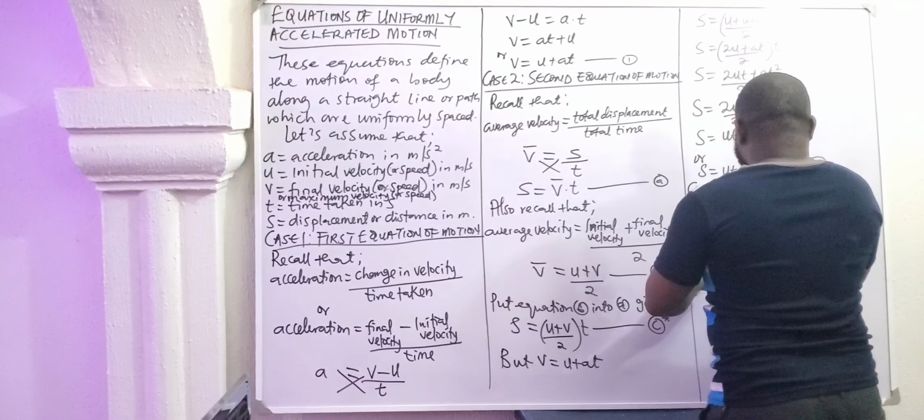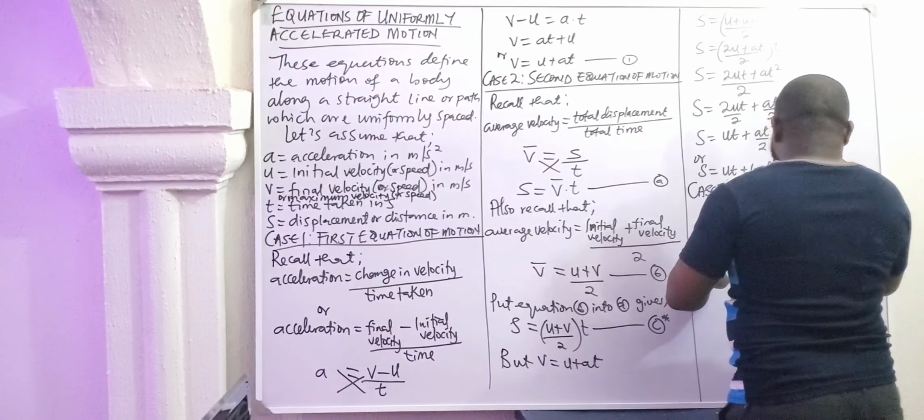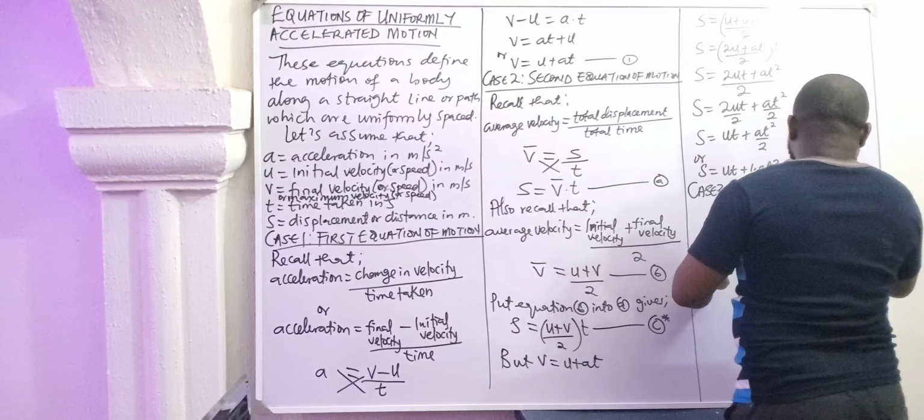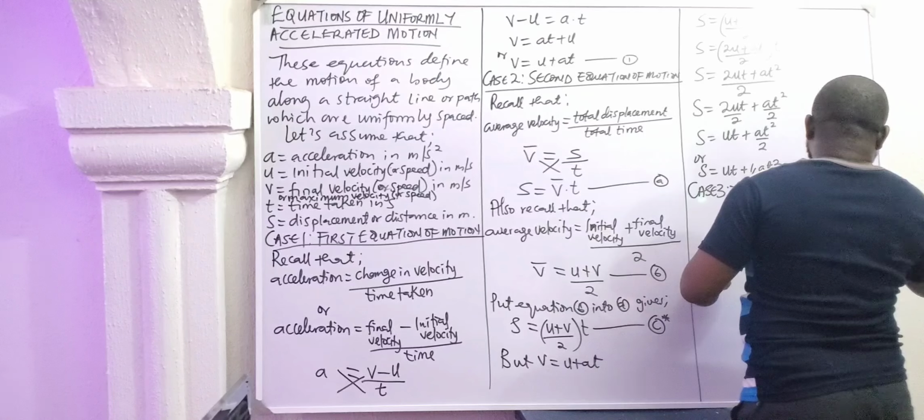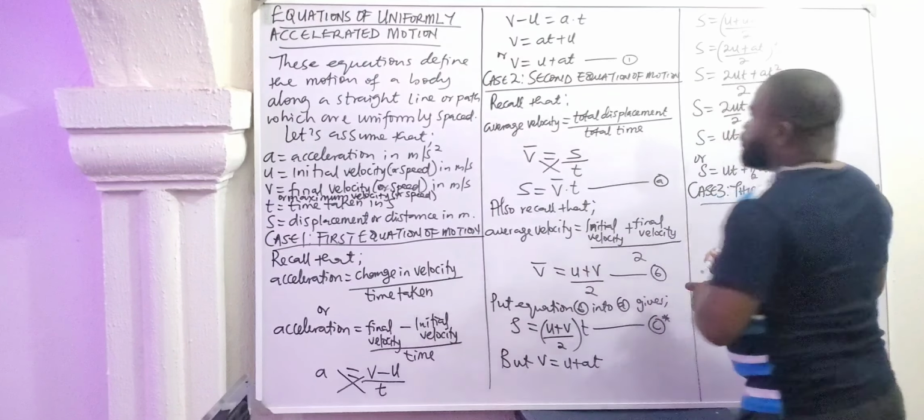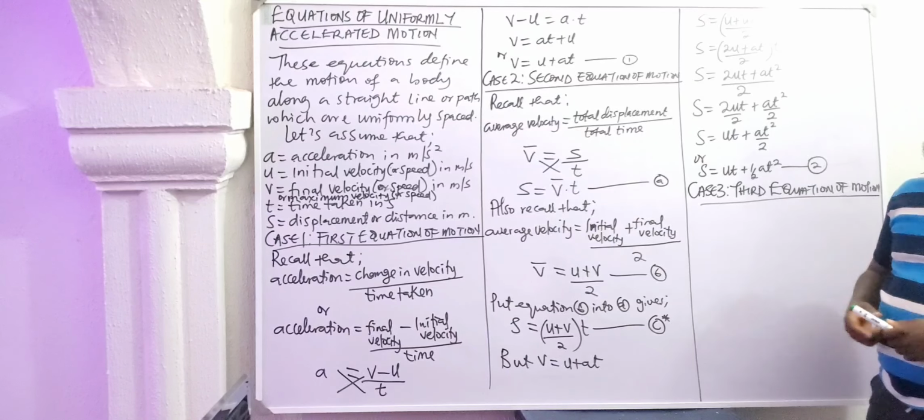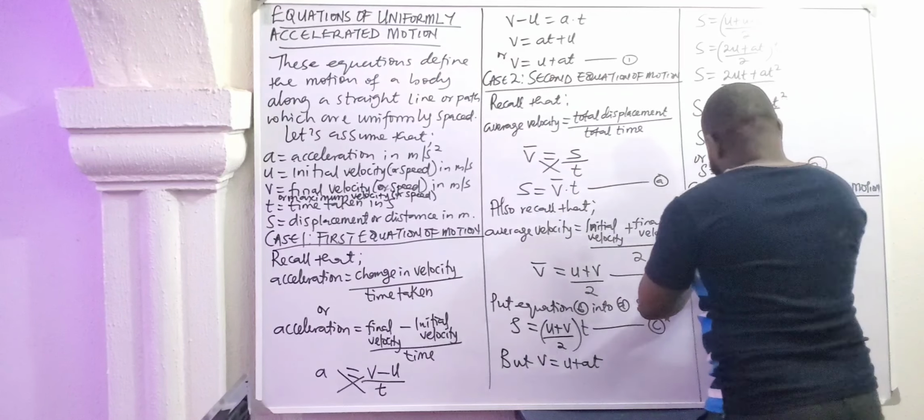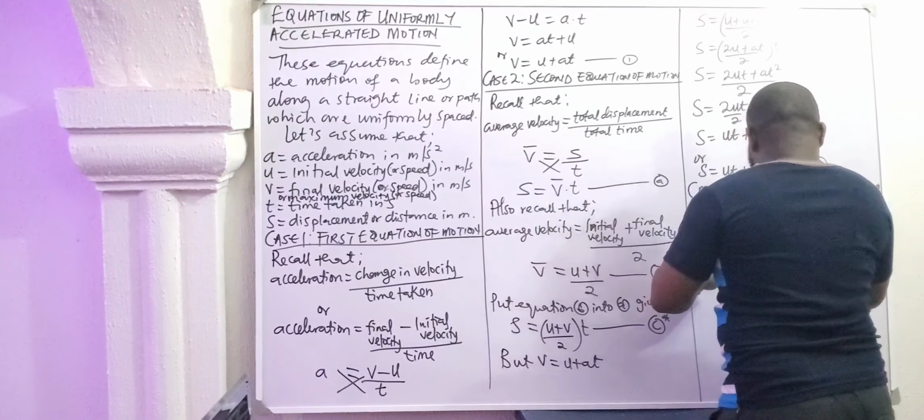Case 3, which is the third equation of motion, will be derived. This third equation of motion, we will derive it from the first equation of motion by simply squaring it. So recall that V is equal to U plus AT.